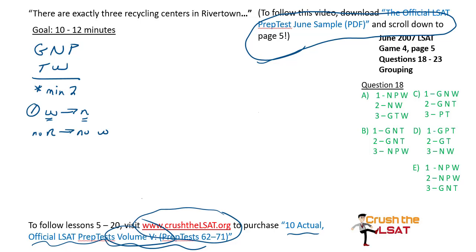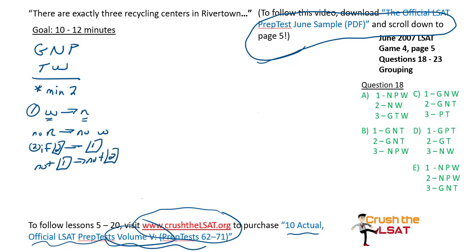Okay, how about rule number 2? Every material recycled in center 2 is also recycled in center 1. And of course, we'll put that in the diagram, but I'll write the rule out as well. So here's basically another if-then statement. If it's in center 2, then it's in center 1. Contrapositive, if it's not in center 1, then it's not in center 2.